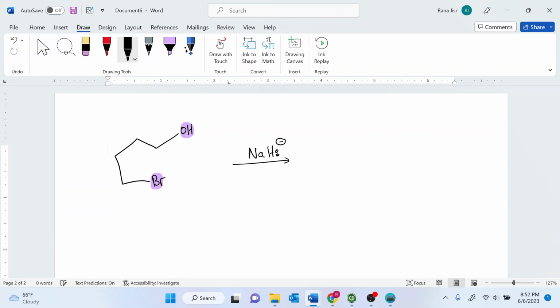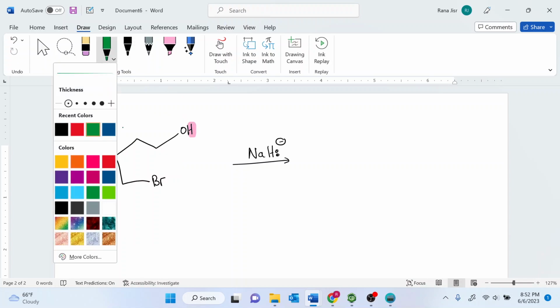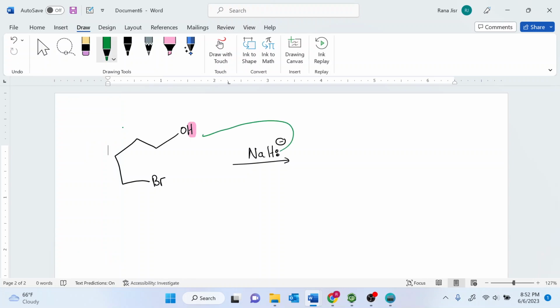So the base is going to come and take the acidic hydrogen. Where is the acidic hydrogen? The acidic hydrogen is simply this hydrogen over here. So the first step is that the base is going to come and take the acidic hydrogen and form a negative charge on the oxygen. So you're going to end up having your oxygen here.